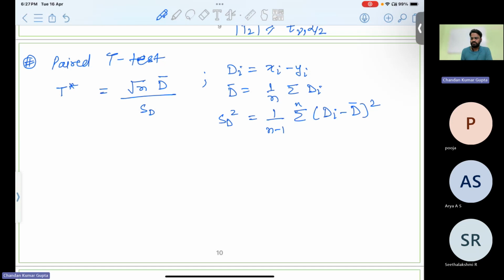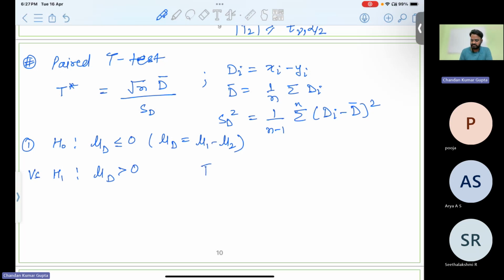Again, h naught is defined like this: mu d less than or equal to 0, where mu d is defined as mu1 minus mu2, against h1: mu d greater than 0. In that case, reject h naught.